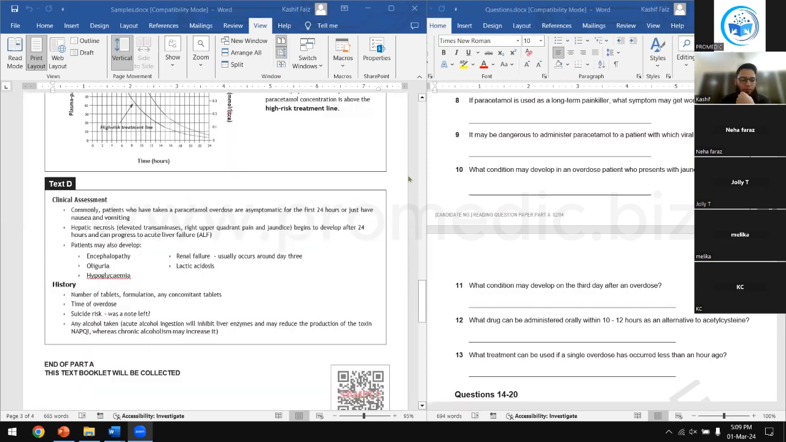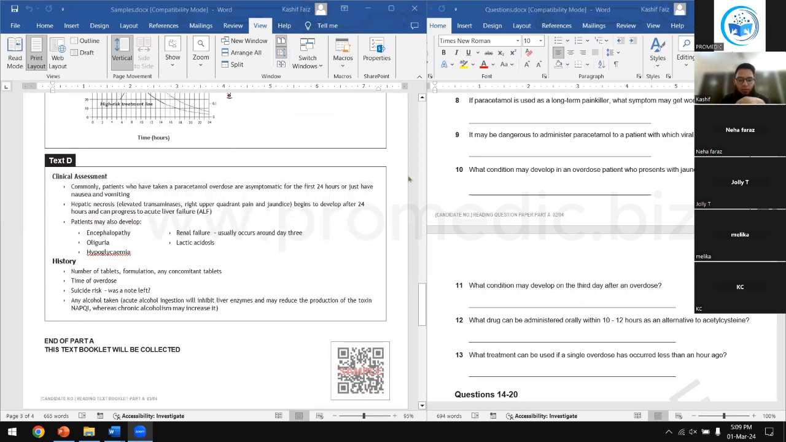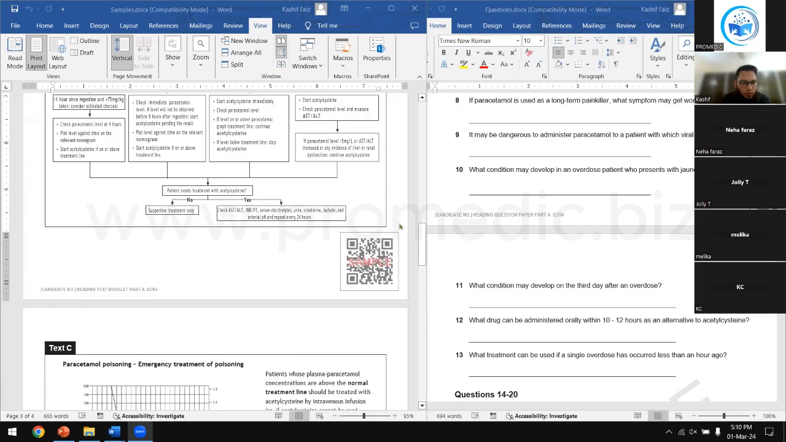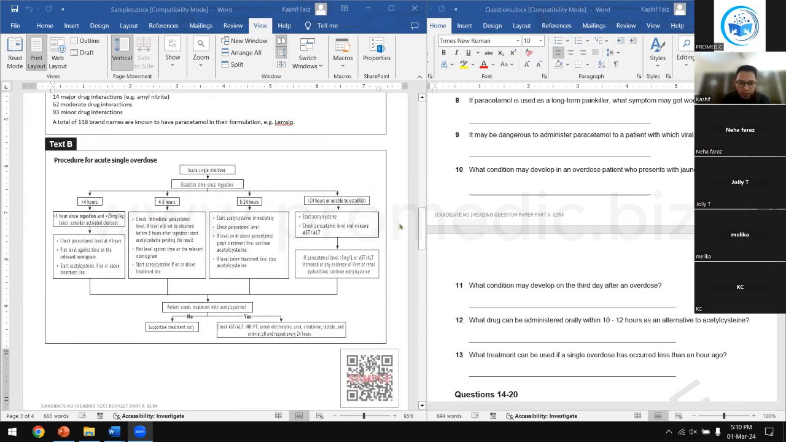Okay, 1 minute remaining. I will pause on text D. Please match if there is any answer. Please go through text D and see if there is any answer from questions 8 to 13. Okay, what's the time? I'll again pause for a few seconds on text C. Have a quick look at it. See if you have missed anything in questions 8 to 13. Go through text B quickly, see if you have missed anything, and recheck.